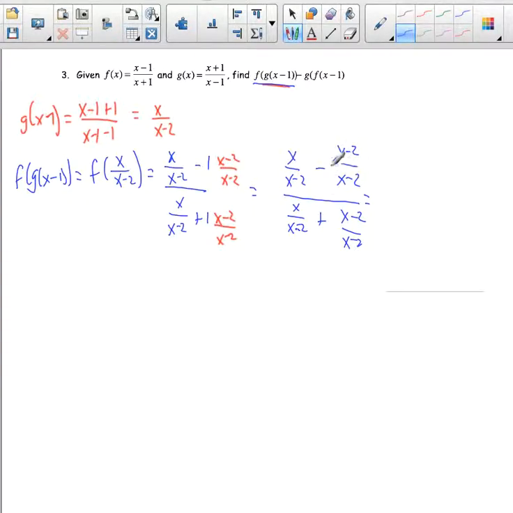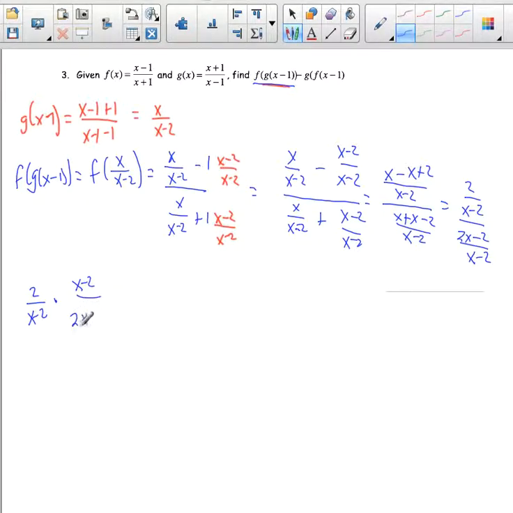So in the numerator, I'm going to have x minus x plus 2, distributing the negative, over x minus 2. And then in the denominator, I'm going to have x plus x minus 2 over x minus 2. Simplifying the numerator, the x minus x is 0, so that'll be 2 over x minus 2. And in the denominator, I have 2x minus 2 over the quantity x minus 2. Now I have fractions that are being divided, so I'll take the reciprocal of the denominator and multiply. So this will be 2 over x minus 2 times the quantity x minus 2 over 2x minus 2.